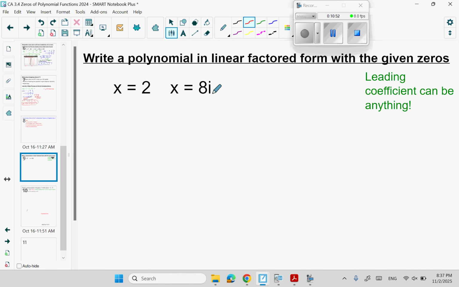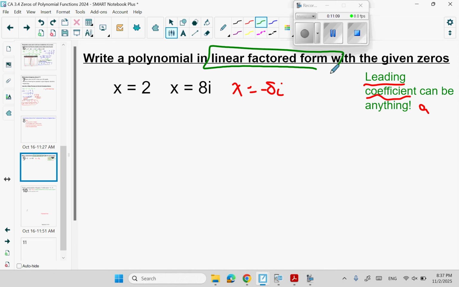Now, if I know that 8i is an answer, I have to know that -8i is an answer because the conjugate always comes with. Now, I don't know the leading coefficient, so for the sake of argument, I'm just going to call it a. But it wants it in linear factored form, so I just want to do x minus 2, x minus 8i, and x plus 8i with an a out front.